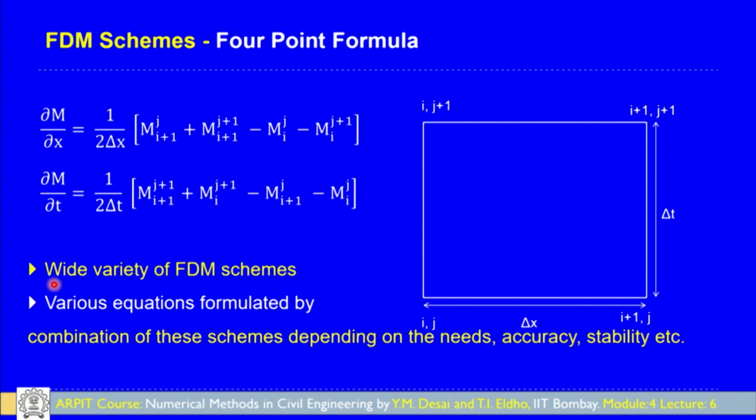As I mentioned earlier, there can be a wide variety of finite difference schemes. Various equations are formulated by combinations of these schemes, depending on their needs, accuracy, stability, etc. For the given equation, either ordinary or partial differential equations, we can formulate in this way. What we have discussed here is especially the explicit scheme. Using these schemes we can formulate equations, for example Navier-Stokes equations or Saint-Venant's equation or any other type of equations, using the finite difference methods, especially the explicit schemes.